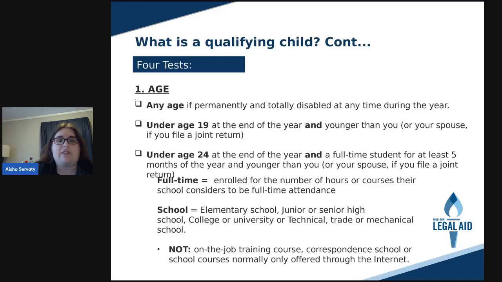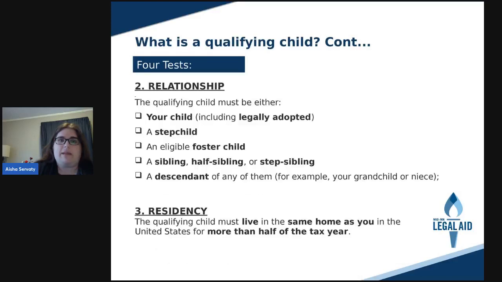When you're looking at schools, you're looking at elementary school, junior, senior high, college, university, or technical, trade, or mechanical schools. But on-the-job training courses, correspondence schools, and courses that are normally offered through the internet are not considered school for full-time attendance for that under age 24 requirement. There's also the relationship test, which is that they are your child, stepchild, foster child, a sibling, half-sibling, or step-sibling, or descendant of any of those, such as your grandchild or niece or nephew.